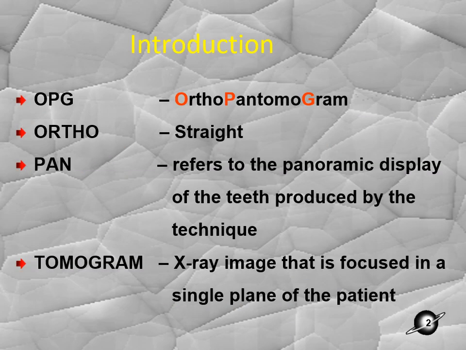To start with an introduction, OPG: O denotes ortho, P denotes panto, G denotes gram. That is orthopantomogram. Ortho means straight. As all of you have heard of orthodontics, that means straightening of a tooth. The same way, ortho is straight. That OPG shows all the dentition as straight images in a film.